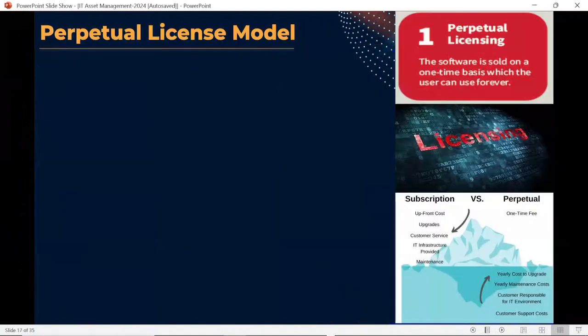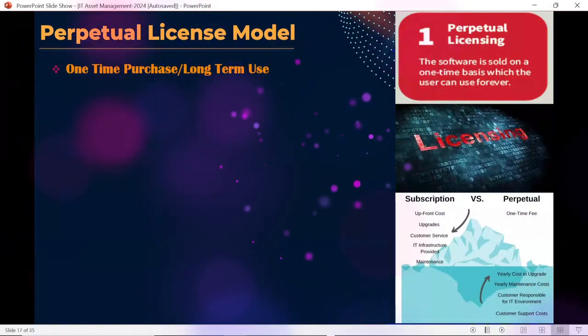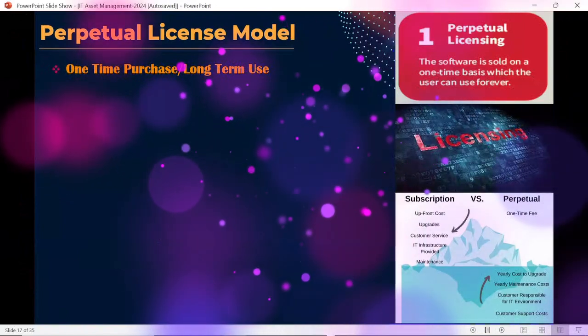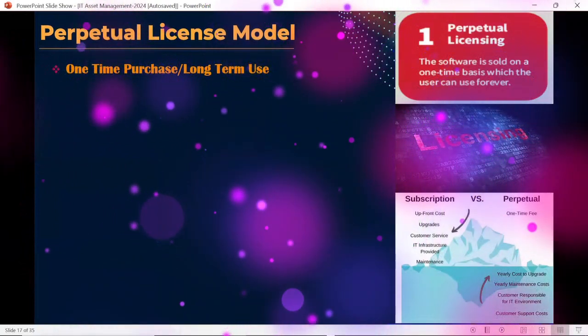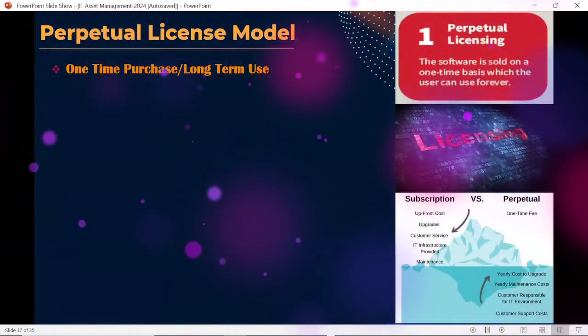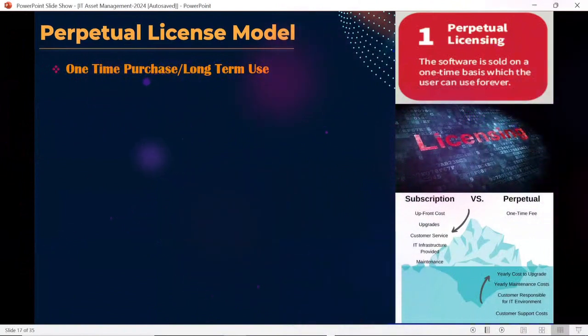As we know, the perpetual license model is something which we can buy once and use as long as we need it. This is called the long-term software license model. It indicates that you purchase it once and you can use that software license as long as you need, or until the publisher stops supporting that product or declares it as end of support or end of life.